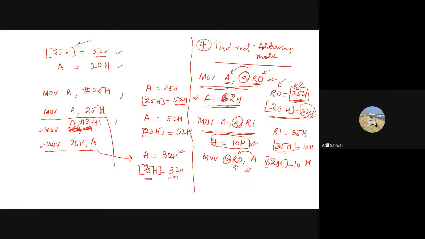Is it fine? But here the address pointed by R0 is 25H, right? Yes, sir. The address pointed by R0 is 25H, and 25H will have some content. Just understand it once more. Okay, let me take a fresh page and write down this instruction again.